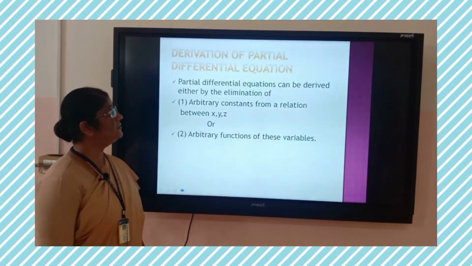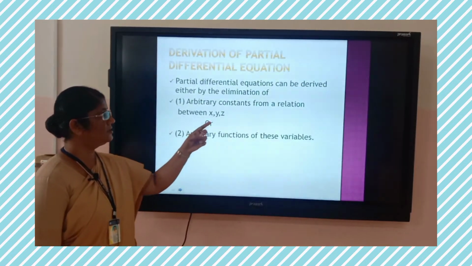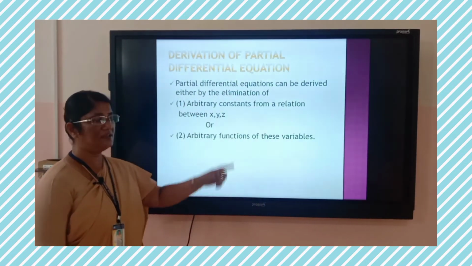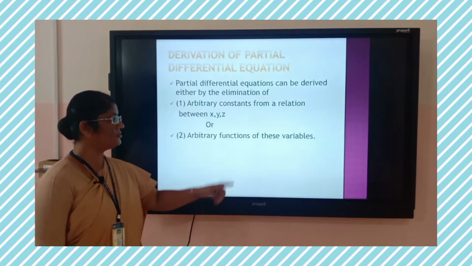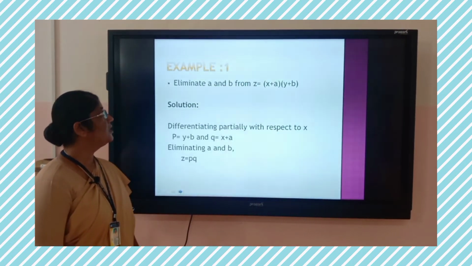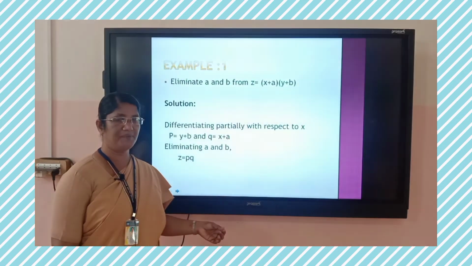Now we will see the derivation of partial differential equation. A partial differential equation can be derived either by the elimination of arbitrary constants or arbitrary functions. Now we will see some examples of eliminating arbitrary constants and arbitrary functions.